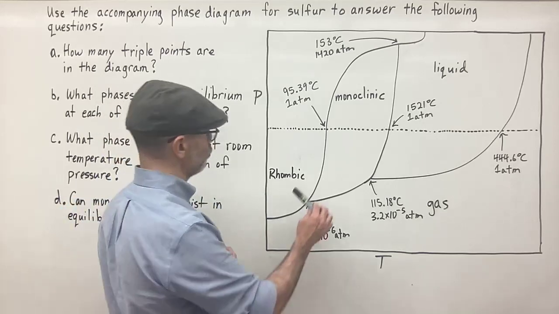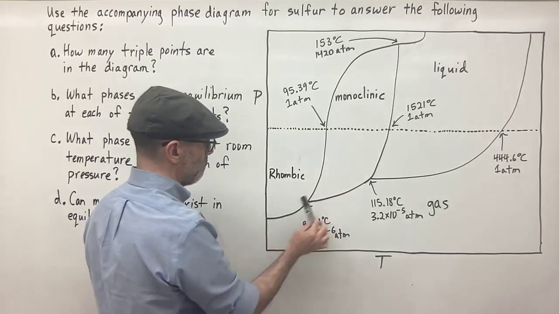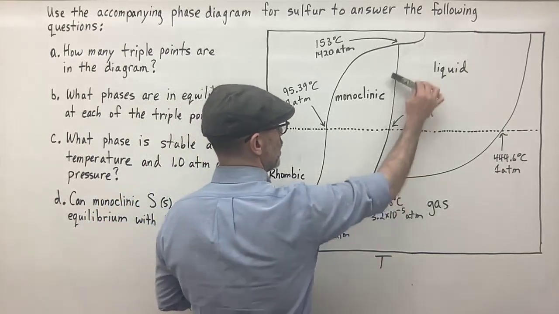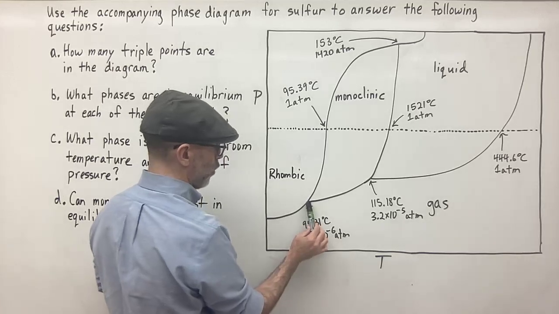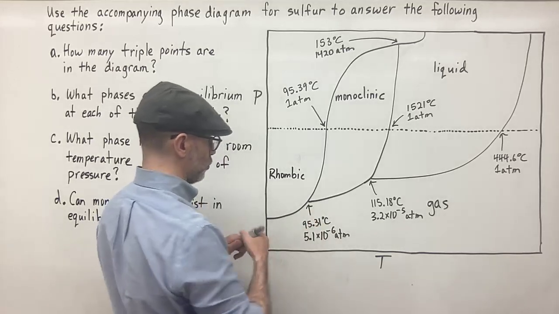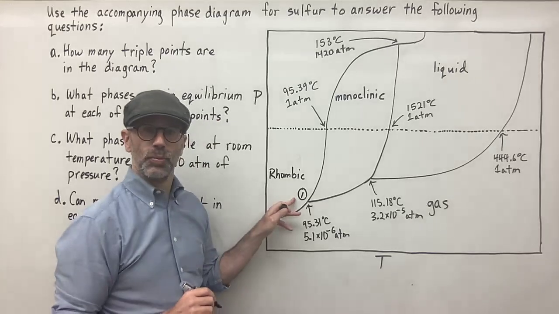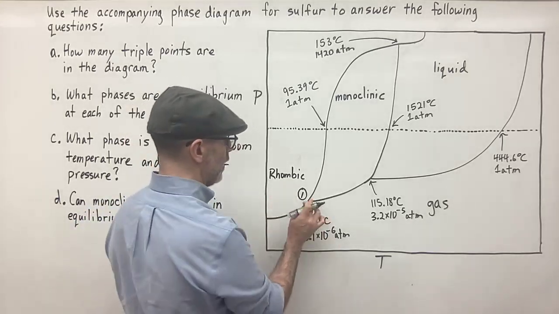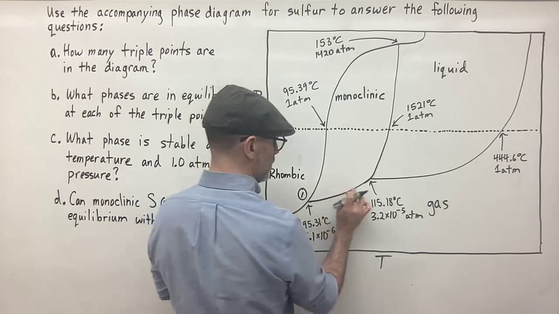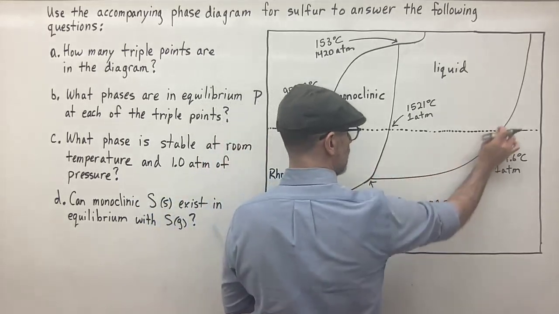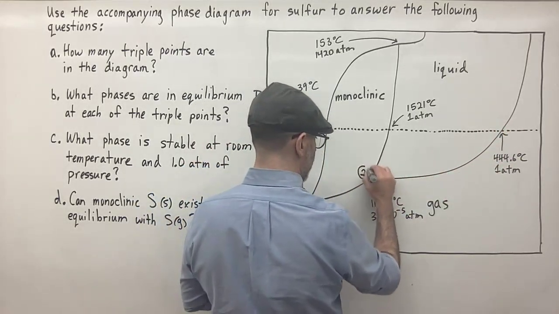So, for example, you'll see that this line here meets with this line here at two places, right? So at this point here, you have a triple point. We'll label this number 1. So that's one triple point. And then if you look at this line here, you'll see that this line meets with this line here. So this is another triple point. We'll label that 2.